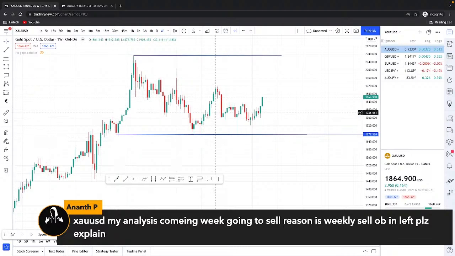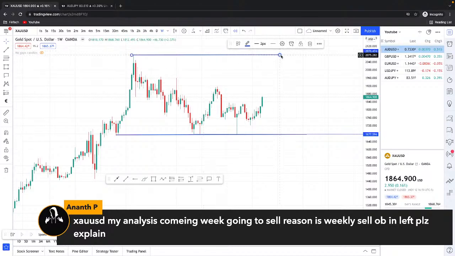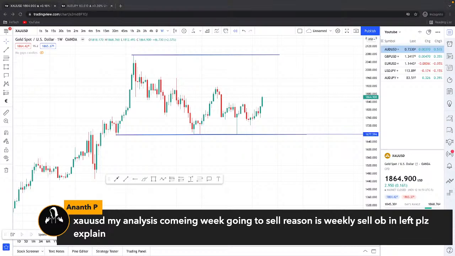For me, I think it will keep going. If it breaks this high, okay, just monitor this high. If it breaks this high, it will take this liquidity out, this one. Maybe in the coming couple of months you will see that it will take this liquidity out. Yeah. Okay.